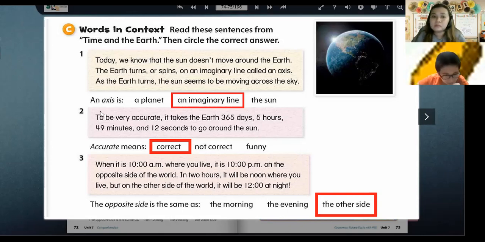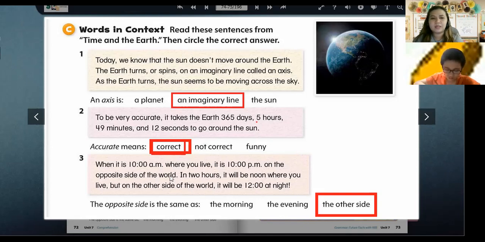To be very accurate, it takes the Earth 365 days, 5 hours, 49 minutes, and 12 seconds to go around the sun. Okay, and accurate means? An accurate means correct. Okay, that's correct. Accurate means correct. So, to be very accurate or very exact, 365 days, 5 hours, 49 minutes, and 12 seconds. So that's how accurate it is.